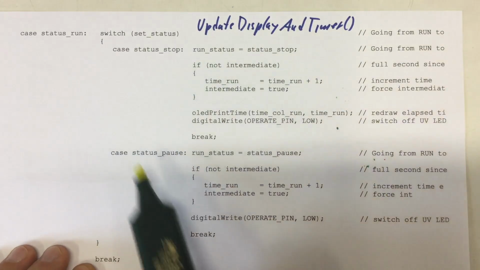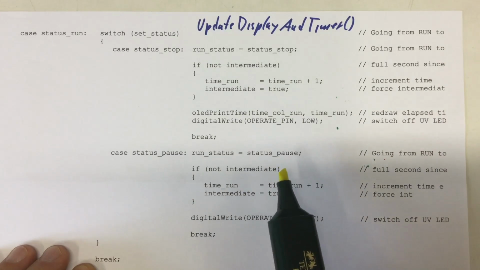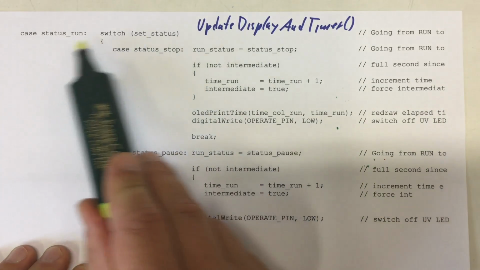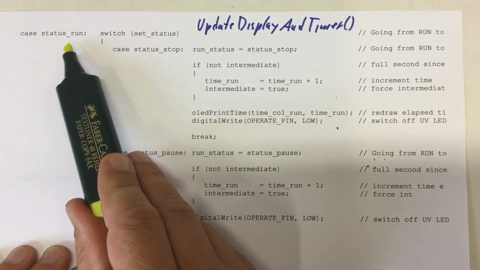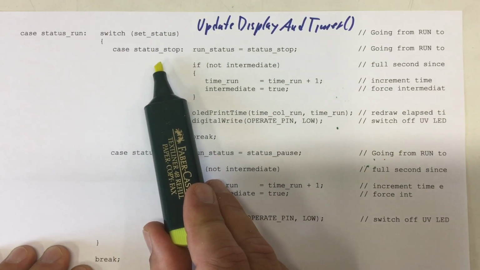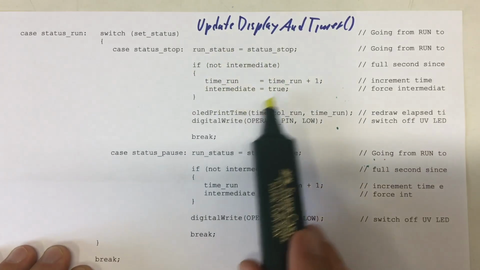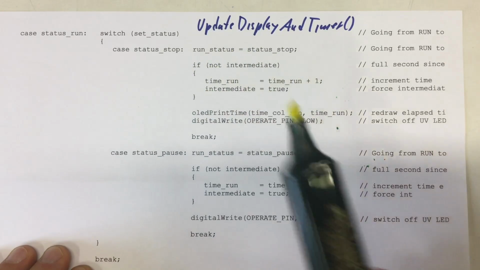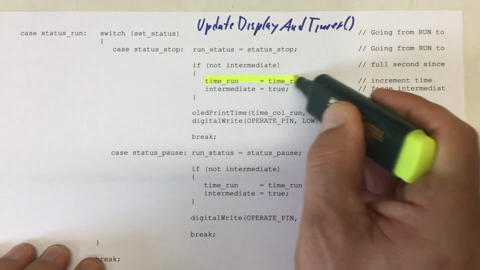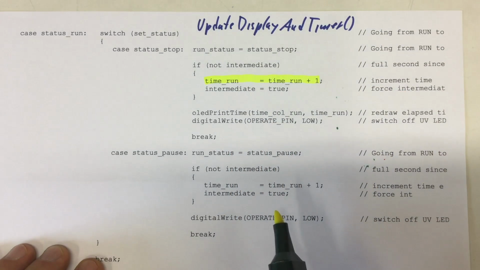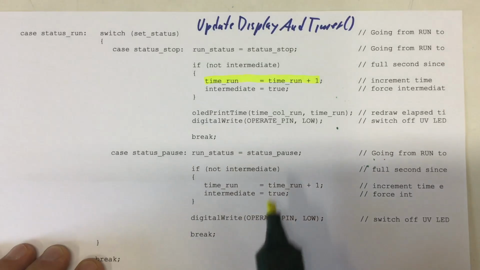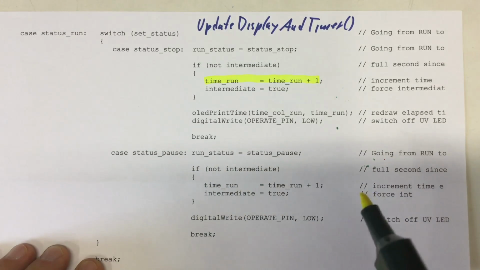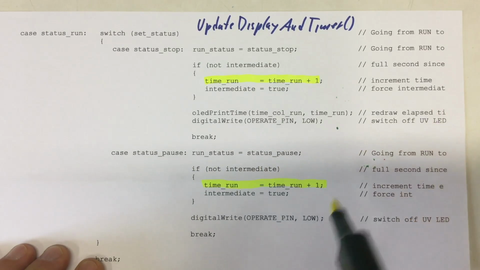And without any thought, when we were in the state change section and we are in the status run and we switch to the status stop and we are on the full second, then we increment the time again. That makes absolutely no sense. Same here for pause. If we are on the full second, we increment the time again.